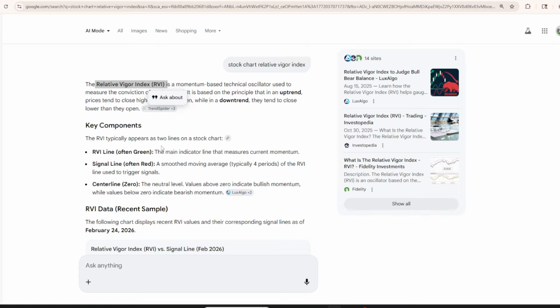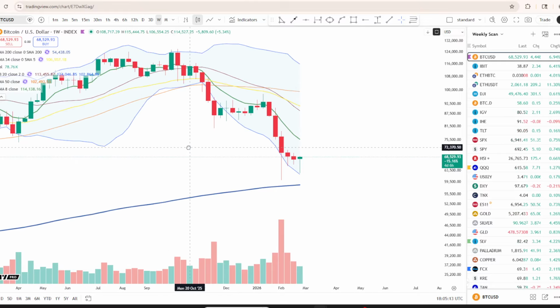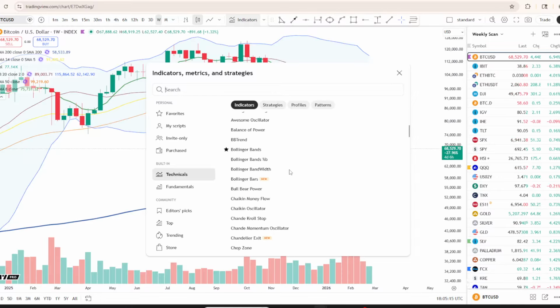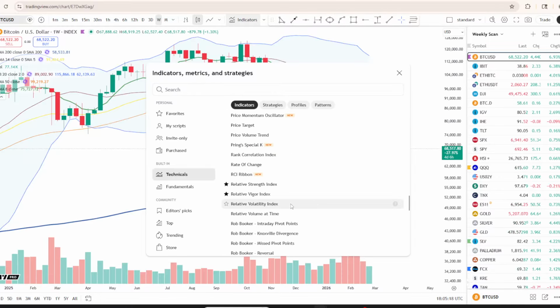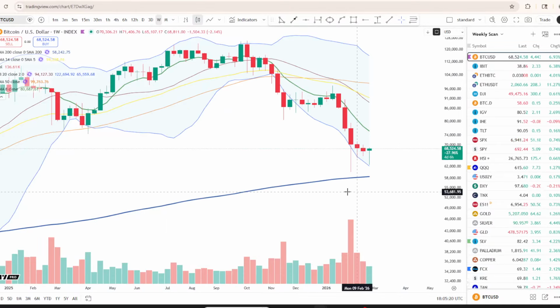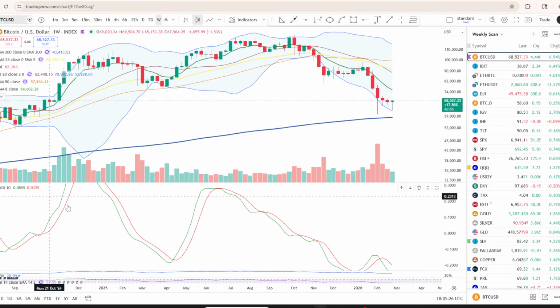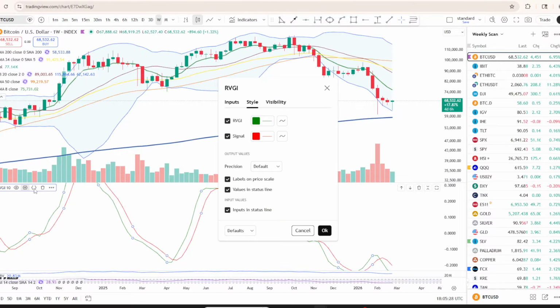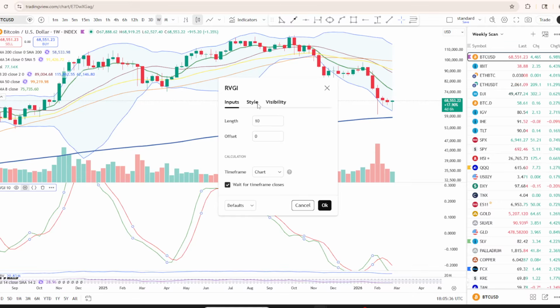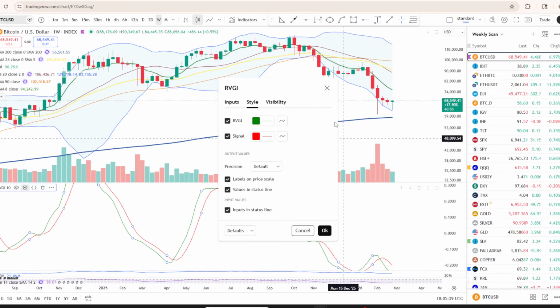And you've got two lines. You have the RVI line, and then you have another line, the red signal line, which is a moving average of the RVI. So let's pull it up. Enough yapping. Let's take a look. You go to the chart, you go to indicators, you go to technicals, and you go to Relative Vigor Index right there. So here we have the Relative Vigor Index. And you have the green line and the red line. The green line in this case is going to be the RVI line, and the red line, the signal line, is a 4-period moving average. Here's the input, a 4-period moving average of the RVI line itself.